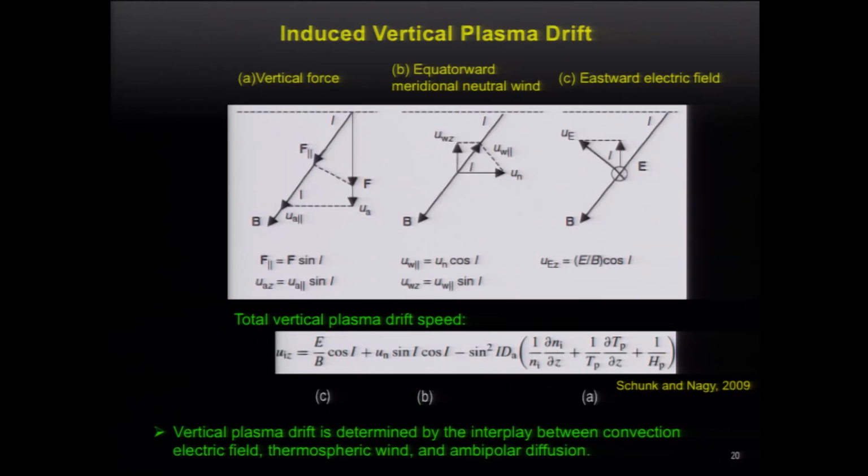Okay. Besides the E cross B drift, other processes can also induce vertical plasma drift. The meridional neutral wind, for example, in this case is moving equatorward. It also can push the plasma to move up and down the magnetic field line. The vertical forces, the gravitational forces and the pressure gradient forces, will also push plasmas to move up and down the magnetic field. So the total vertical plasma drift speed is determined by the sum of all of those processes.